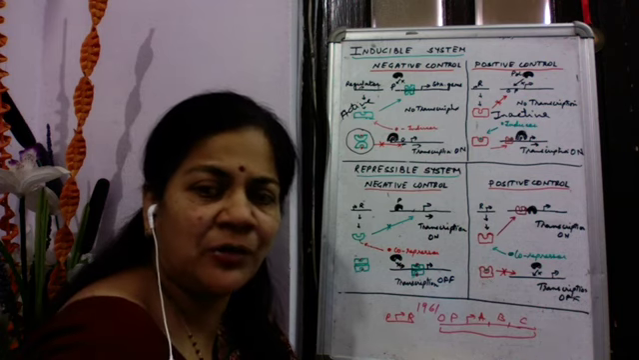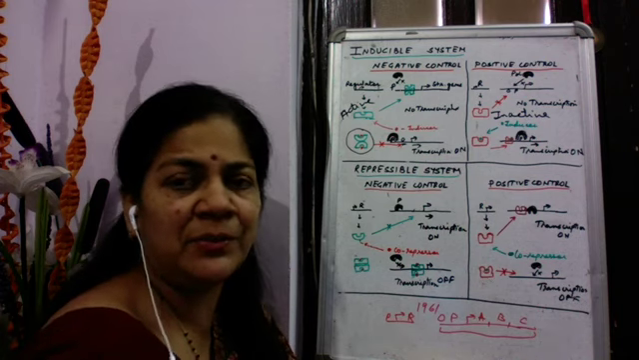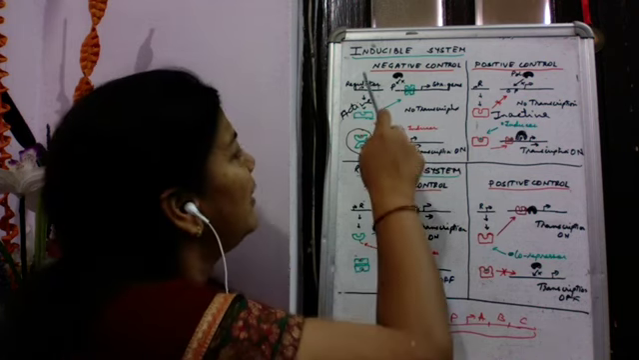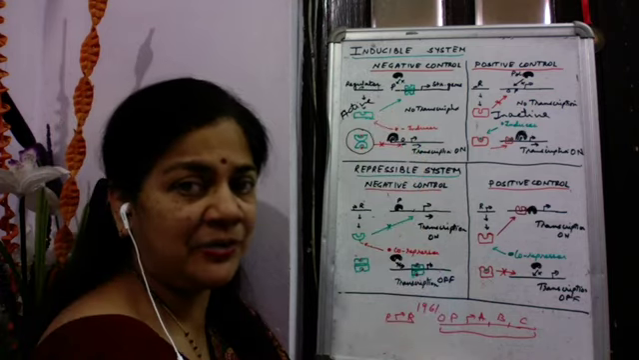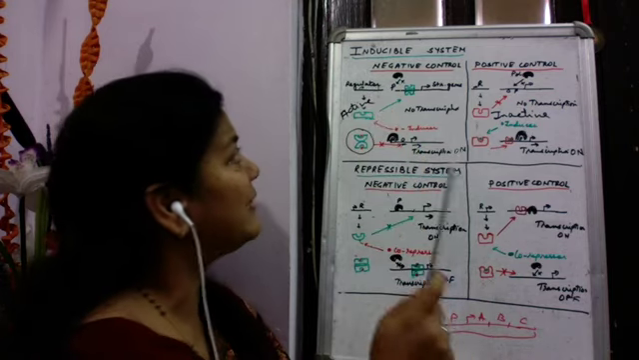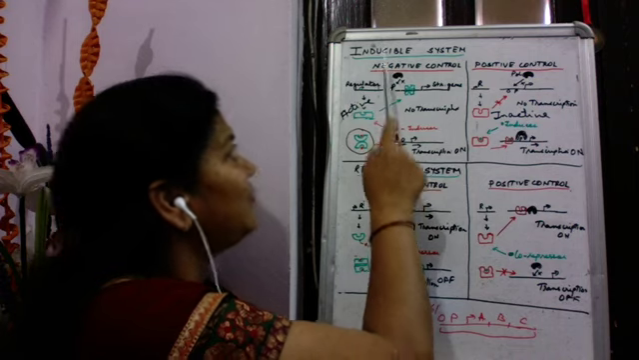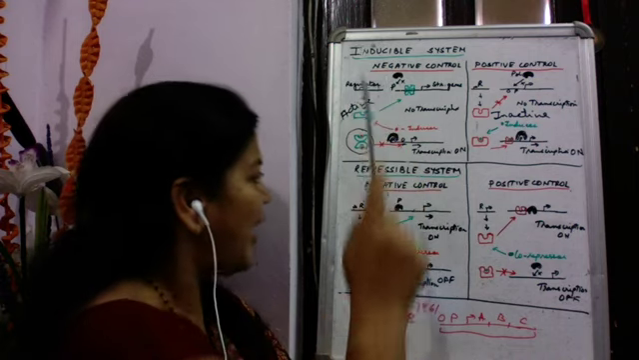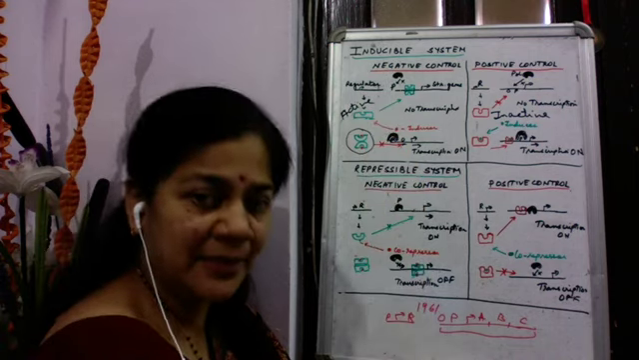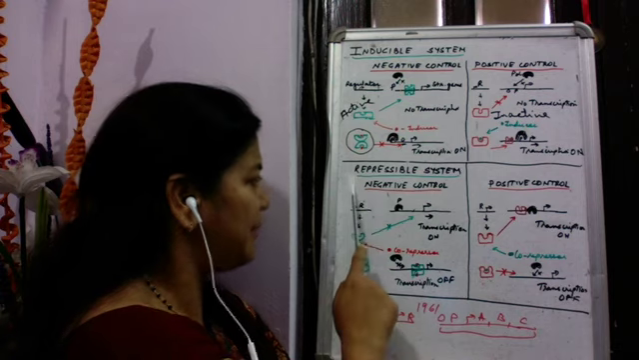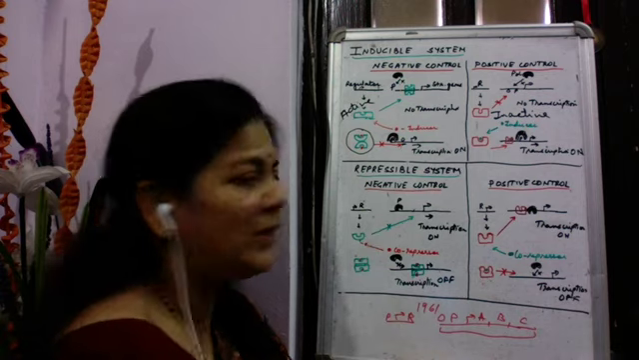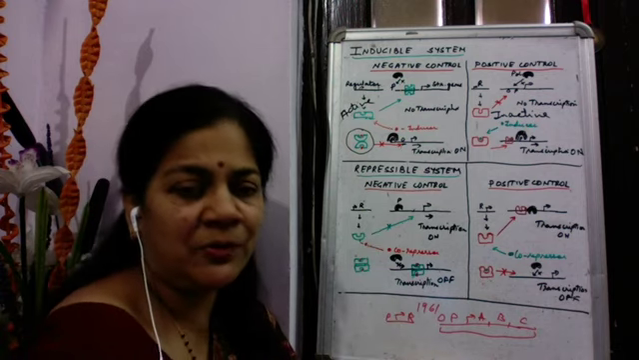So here what we are talking about is the negative inducible and the positive inducible system. The lac operon, which is in your syllabus, is an example of negative inducible, and the trp operon is an example of negative repressible. So in the next video, we'll discuss these two operons one by one.